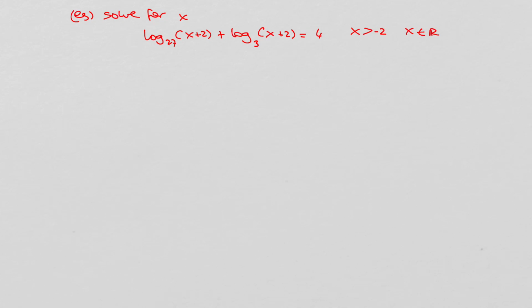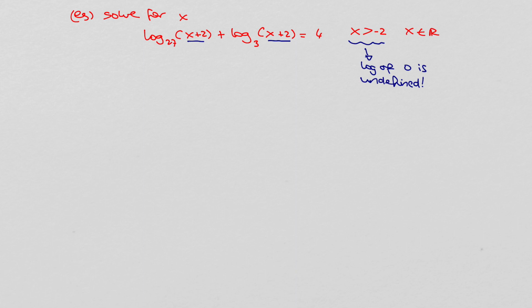So in this example here, we're asked to solve for x. And this time we're given another piece of information that x has to be greater than minus 2. So again, if we look at the equation, we can see that clearly x has to be greater than minus 2, because if it was minus 2, then these brackets here would become 0. And we know that log of 0 is undefined. So we have to keep that in mind when we're solving.